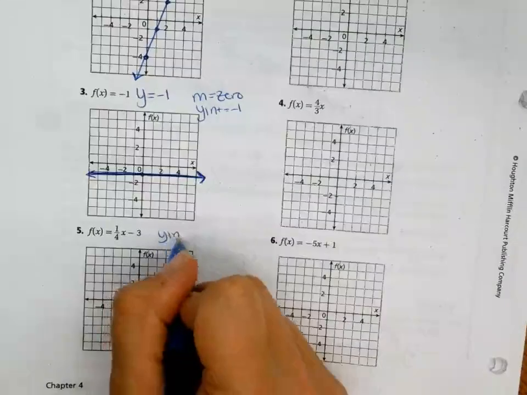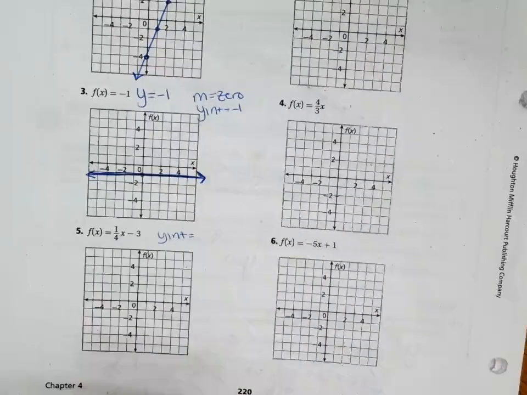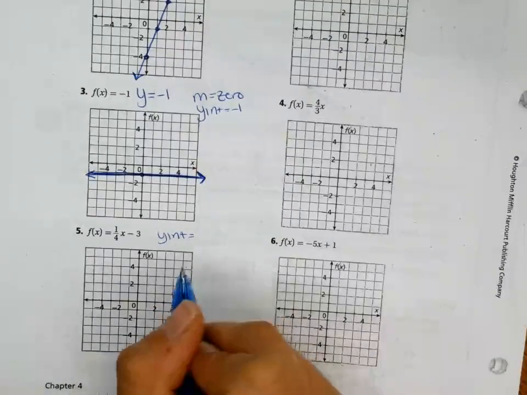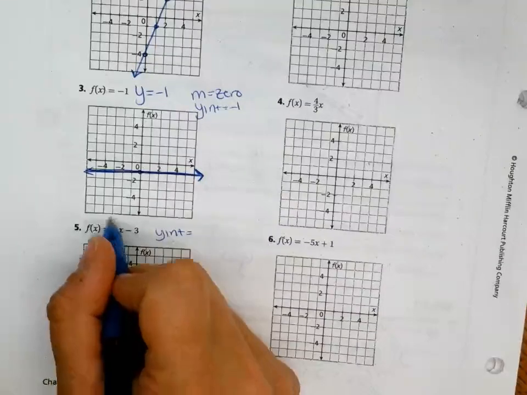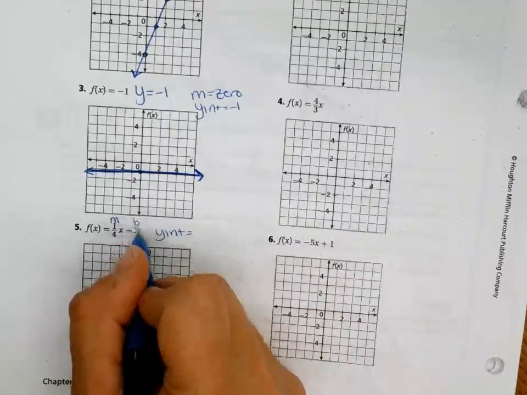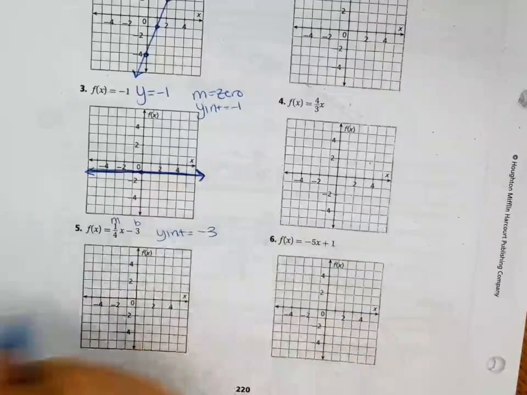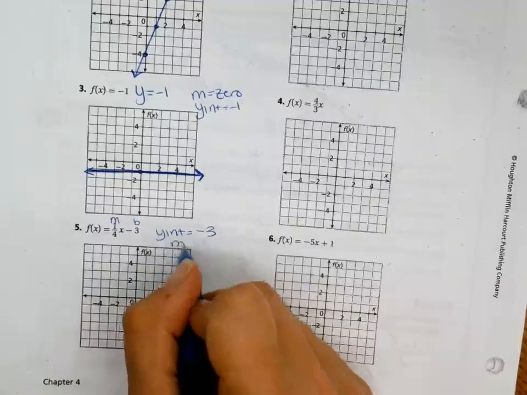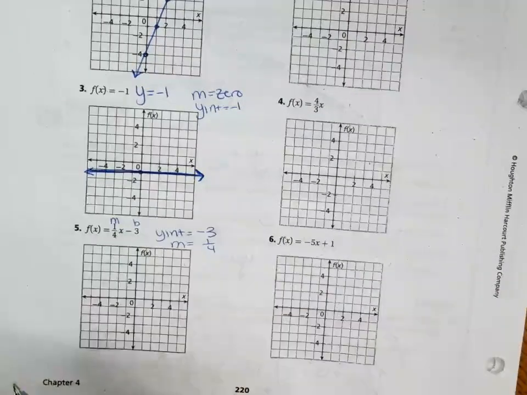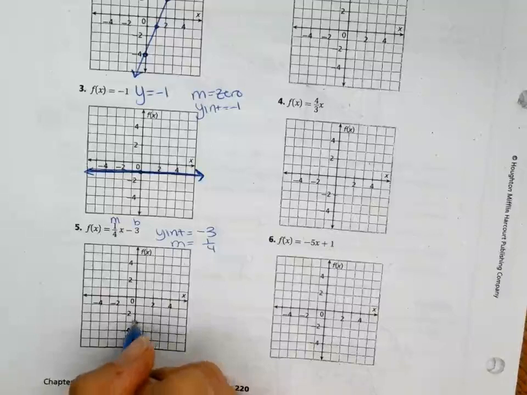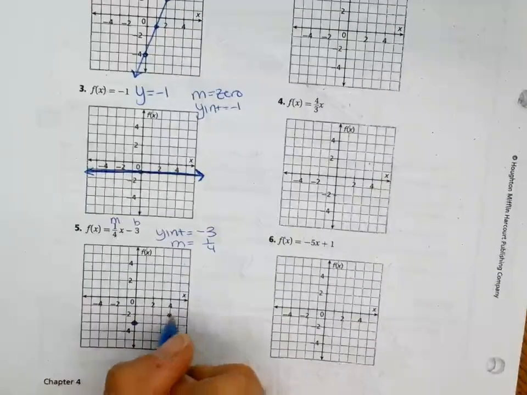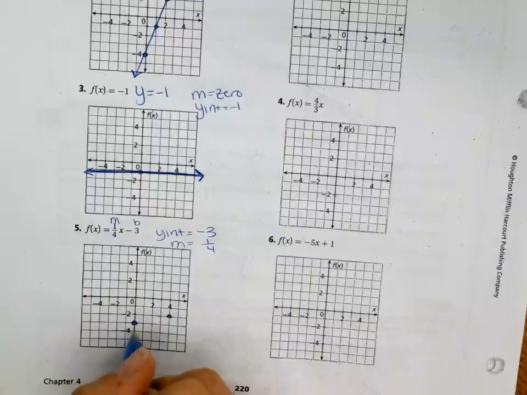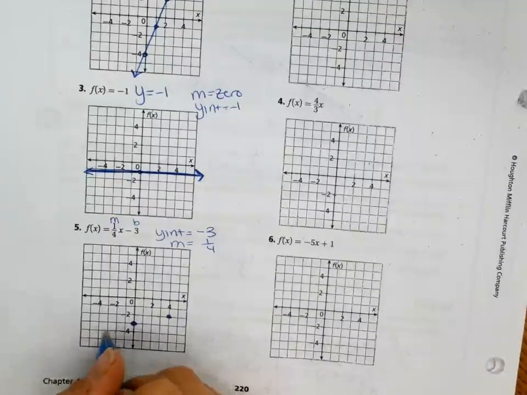Here we have a y-intercept of what? What's my y-intercept? Y equals m, this is your m, x plus b. Your y-intercept is -3. Your slope is 1/4. So you go to -3, you rise 1, run 1, 2, 3, 4. Up or down 1, -1, 2, 3, 4.